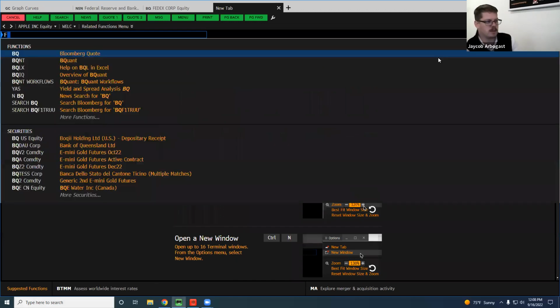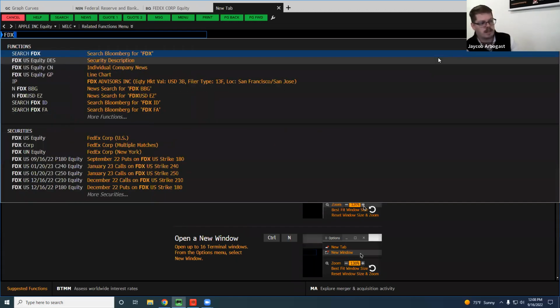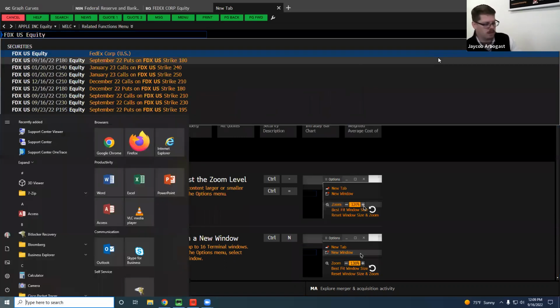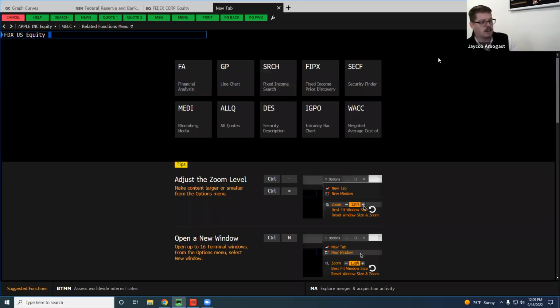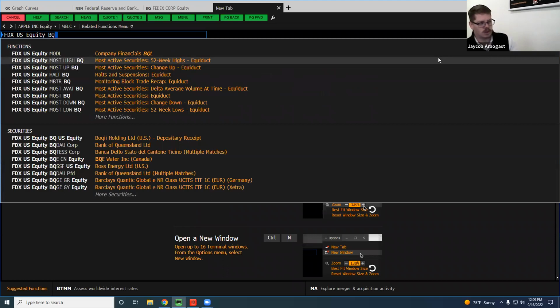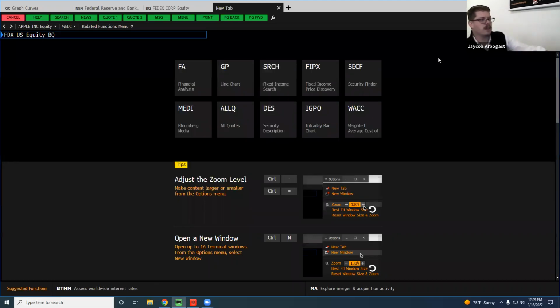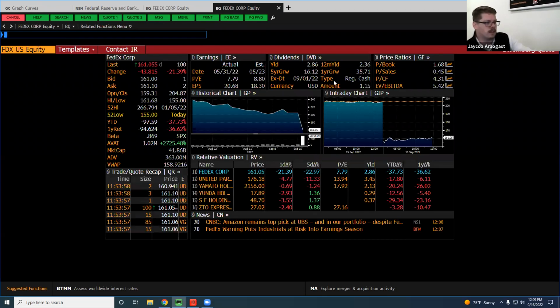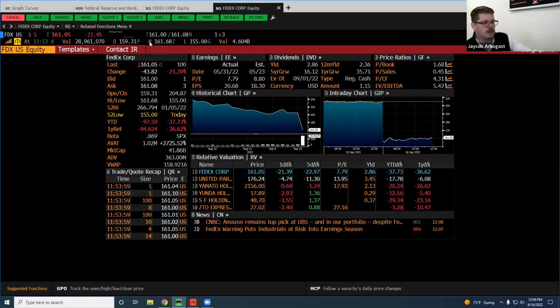One of the things I looked up earlier is FDX, the FedEx company, in the United States, and then I hit this key for equity, which is their stock. Then I want their quote, and the shortcut for that is BQ, Bloomberg quote. I hit enter, and after it loads I get a quote for FedEx. I was showing that they're down 21% today.